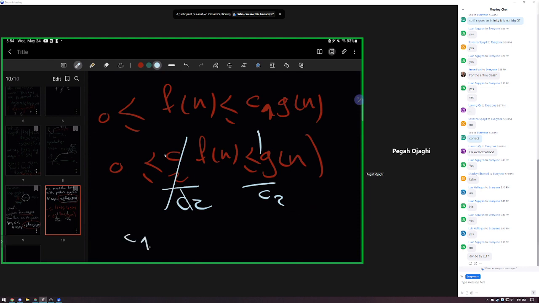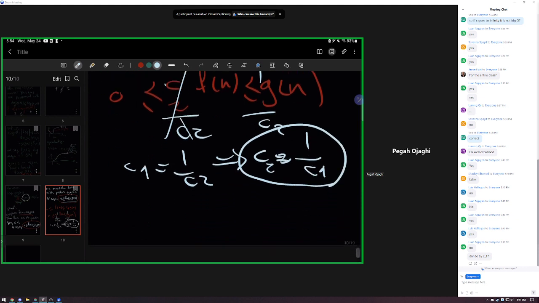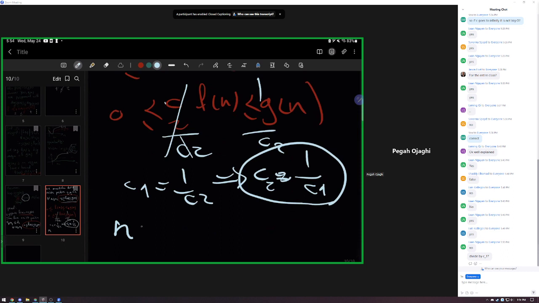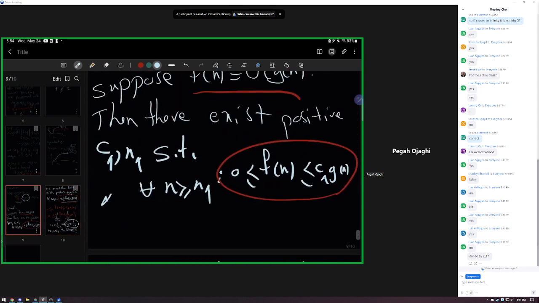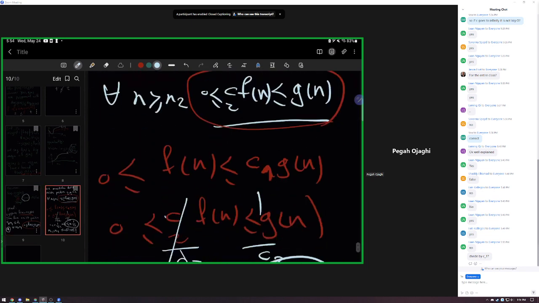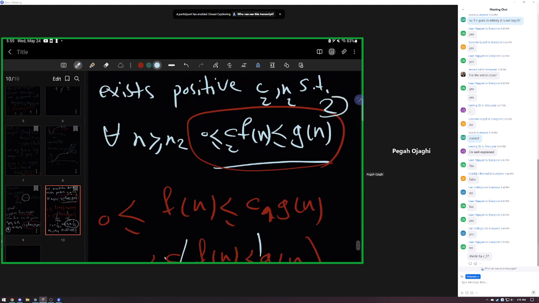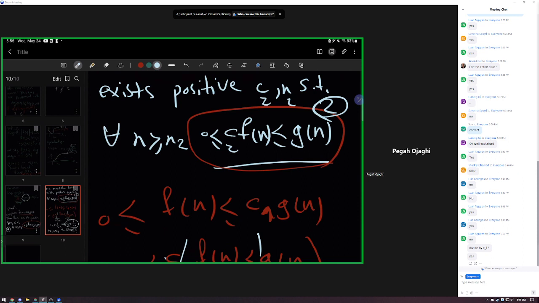It means that C1 is equal to 1 over C2, or C2 is equal to 1 over C1. For the proof, if I consider C to be this one and N2 equal to N1, because they are exactly the same, then from A I can reach B, and the proof is complete. The first part was part 1 and the second part is part 2. From 1, we reach 2. Does it make sense? Anybody has any question? Is this clear?